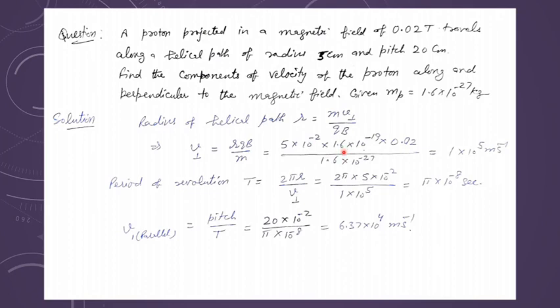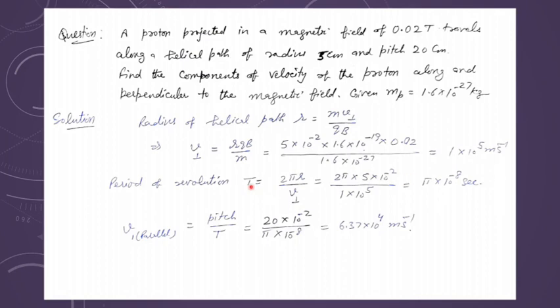Velocity I have to find, of course. Charge is given 1.6 into 10 to minus 19 coulomb, and magnetic field is given 0.02 Tesla. That value I can put. Mass of the proton we can also put. That value is 1.6 into 10 to minus 27 kg. So on solving, I am getting the answer 1 into 10 raised to the power 5 meter per second.